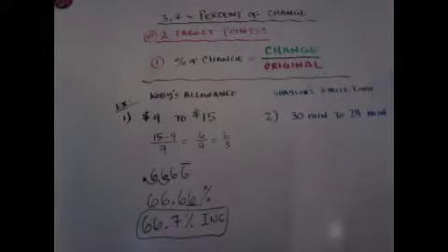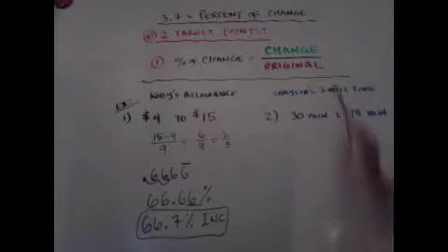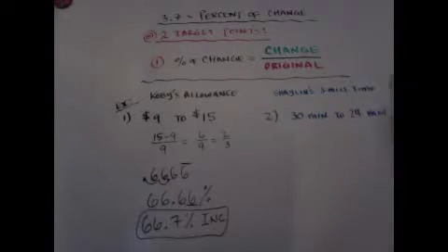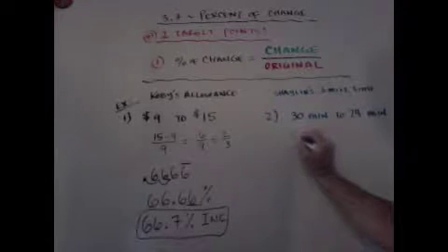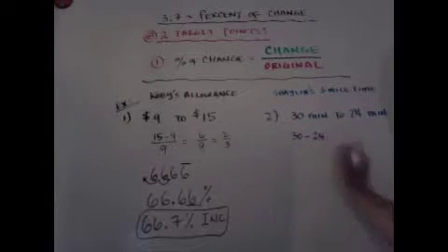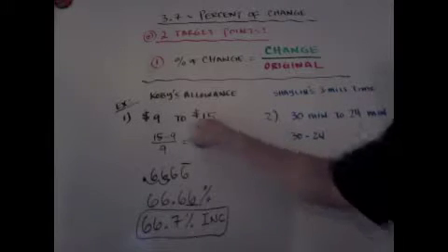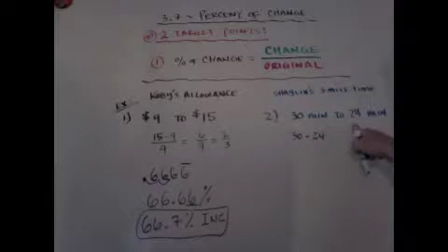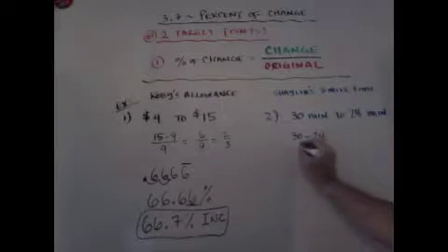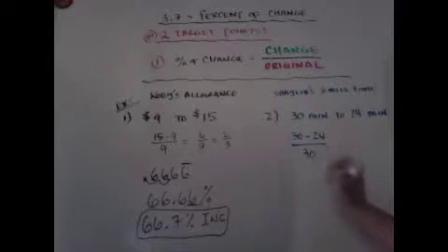In our second example, Shaylin, at the start of the season, ran 3 miles in 30 minutes. At the end of the season, she ran it in 24 minutes. We want to find the percent of change. So again, we're going to find the change and put it over the original. So the change is simply 30 minus 24. Again, it doesn't matter which one you subtract, whether it's 15 minus 9 or 9 minus 15. I usually just go with the bigger number minus the smaller number. So 30 minus 24 over, and the original was 30.